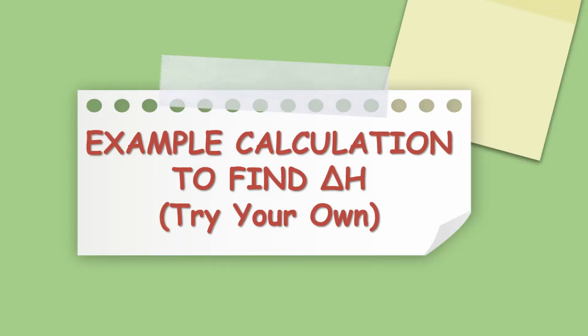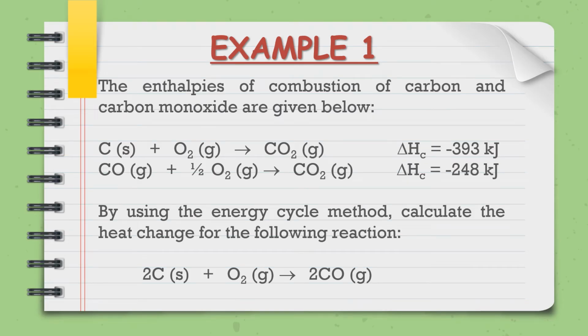So, example calculation to find delta H, try your own one. This is example 1. The enthalpies of combustion of carbon and carbon monoxide are given below. The question gives us two thermochemical equations, delta H combustion of carbon and carbon monoxide. By using the energy cycle method, calculate the heat change for the following reaction. For this question, it already gives us the target equation, so we can skip step 1 where we need to write down the target equation.